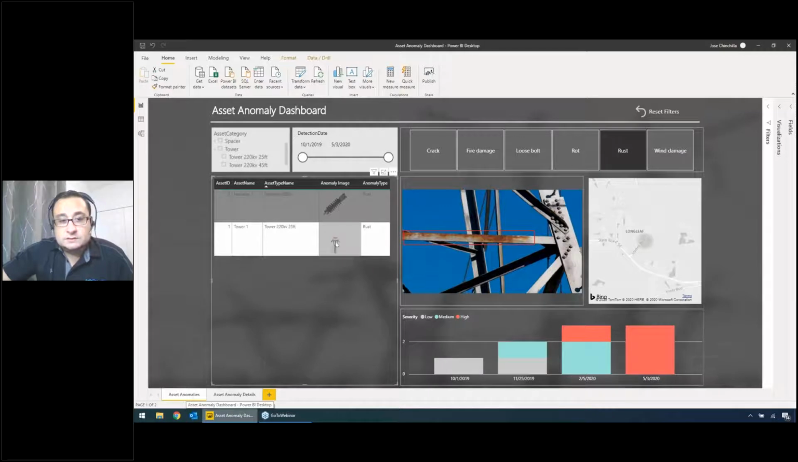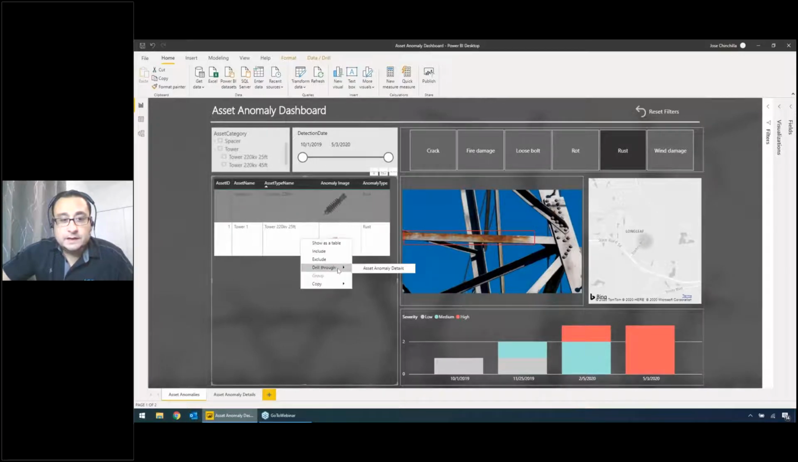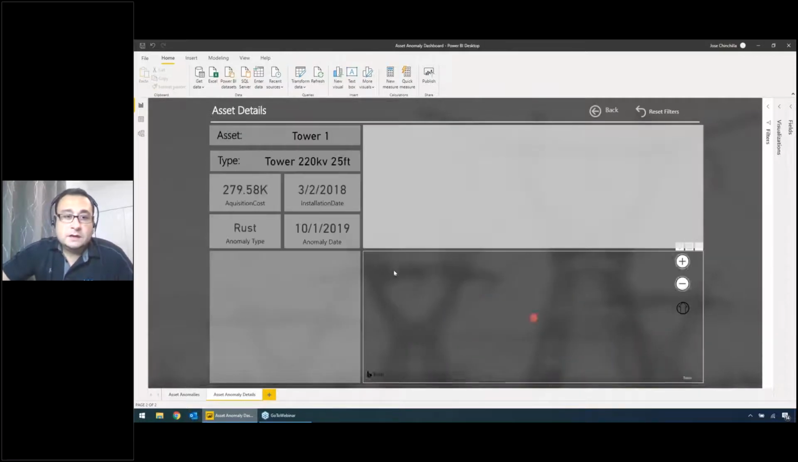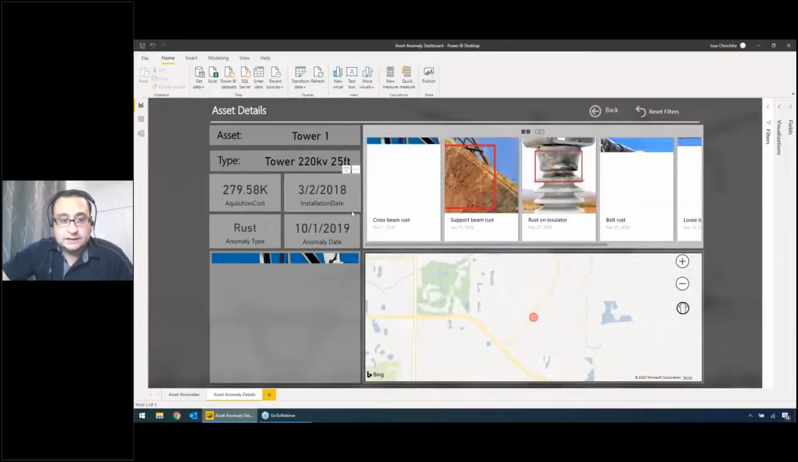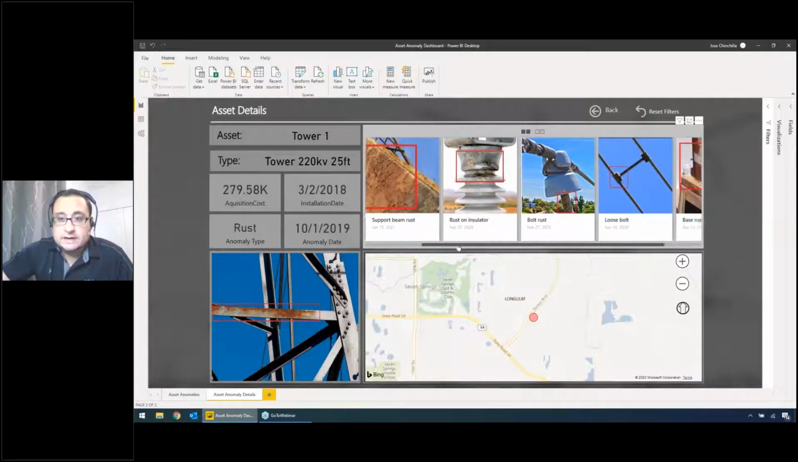In addition to that, we can do what's called a drill through. So if I right click on this asset, I can drill through, let me select it again. I can drill through and go into that particular asset anomaly details. Once I click on that drill through, I can see very quick statistics and very quick historical information. For example, the acquisition cost, when this tower was installed, what was the anomaly type that we are analyzing, in this case, rust, and when was this anomaly detected. So you can see that particular anomaly that we were interested in for that asset, as well as some of the other anomalies that were related to that asset.